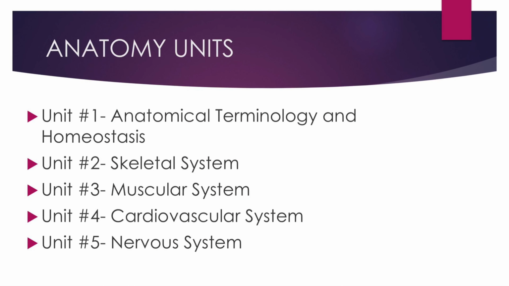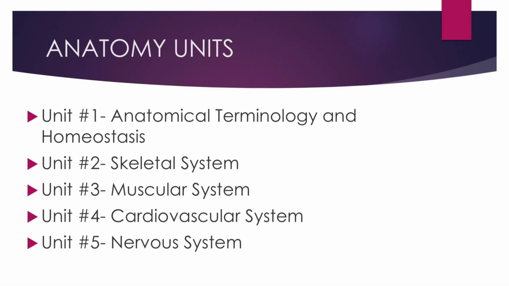Here are the lists of units that we will be studying in anatomy this year. When this class was created, it was created so the students can get an introduction to anatomy. So in Unit 1, we'll look at anatomical terminology like relative position. We'll also look at body regions, and we'll take a look at homeostasis. That's how the body controls itself, like how is your blood sugar regulated or how is your blood pressure regulated.